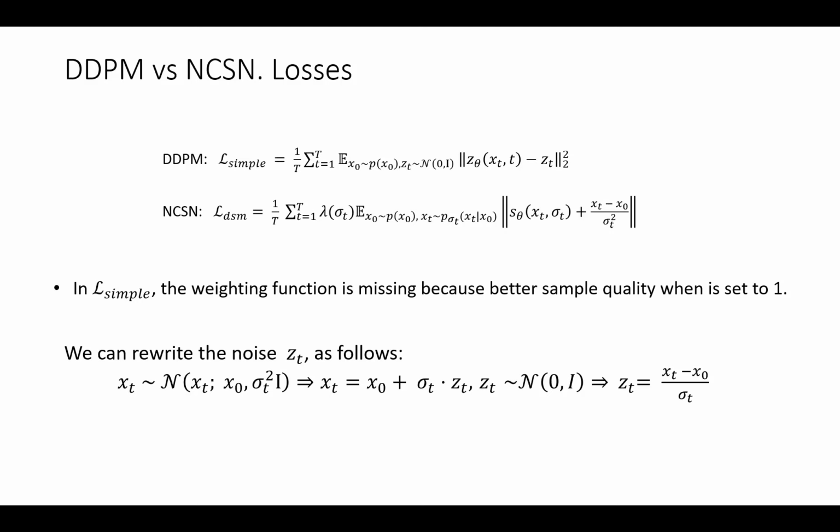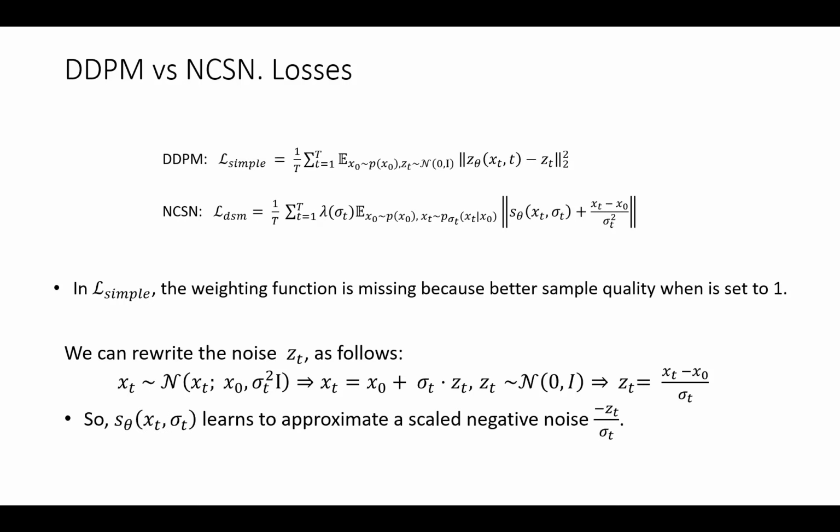We started very differently. In the first one, we are estimating the probability density function. In the second one, we are estimating the score function, the gradient of the probability distribution. Which is very nice. Okay, so basically this S theta learns the negative of noise, which is minus ZT upon sigma T, because we have sigma T squared here.